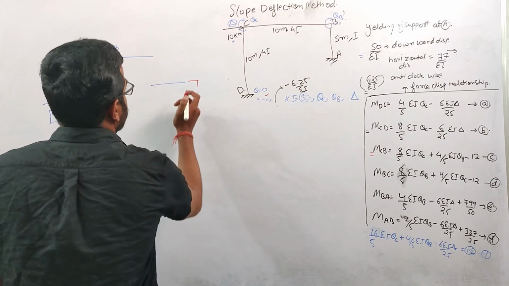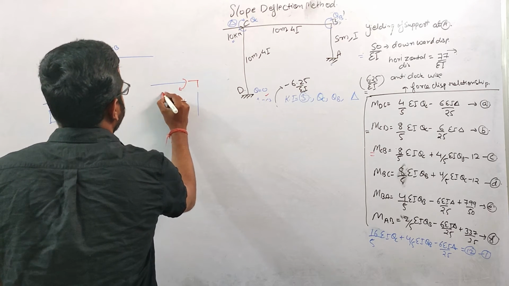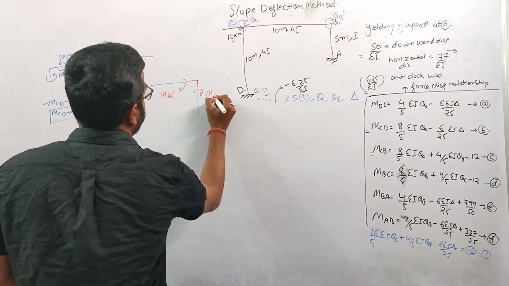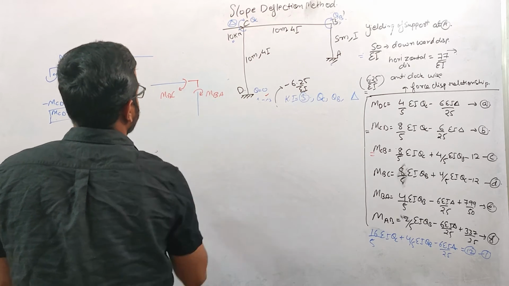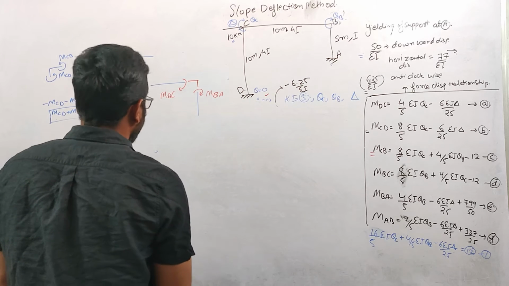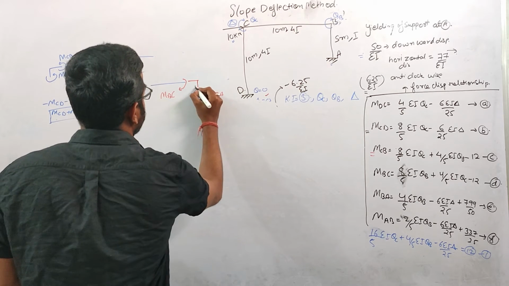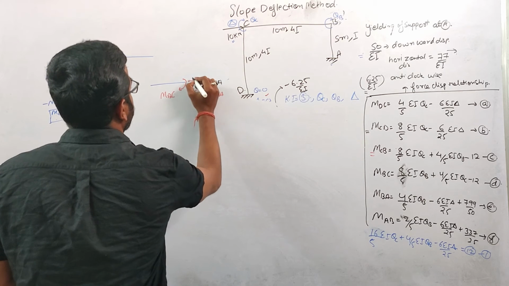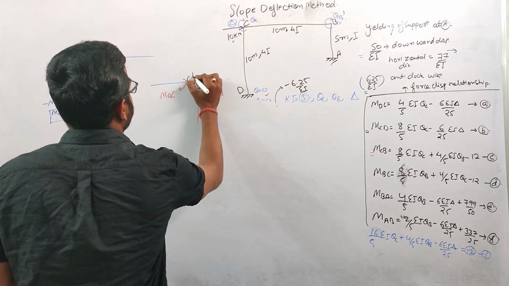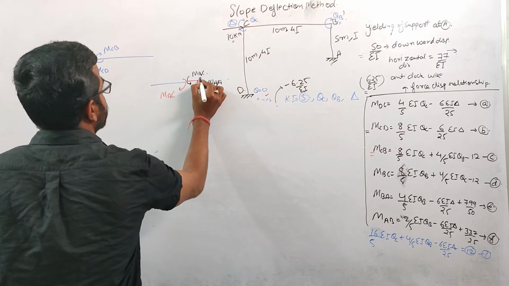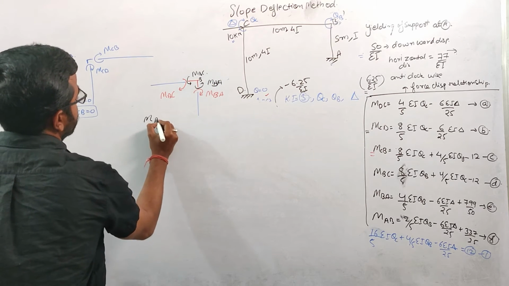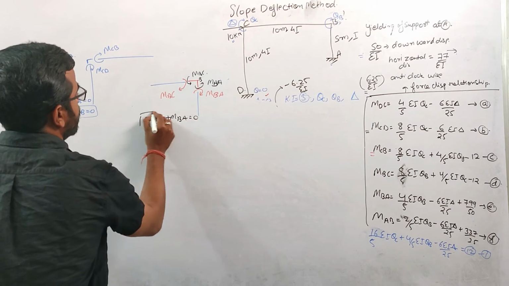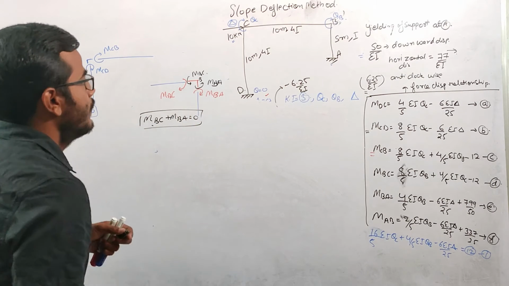Okay, so there is a moment MBC, there is a moment MBA. Both are clockwise, so opposite of clockwise there will be anti-clockwise moment MBA, and there will be again anti-clockwise moment MBC. So for the equilibrium of this joint, I can write MBC plus MBA equals 0. Okay, so this is the equation.